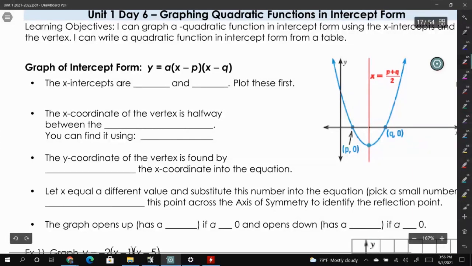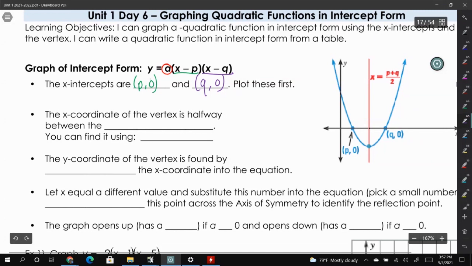So the form here is y equals a, and a does the same thing as it's done in the other forms, but we have this x minus p times x minus q. What this means is that one x-intercept will be p comma 0, and the other one will be q comma 0. So you take the opposite of what you would see, because that minus sign will make it change.